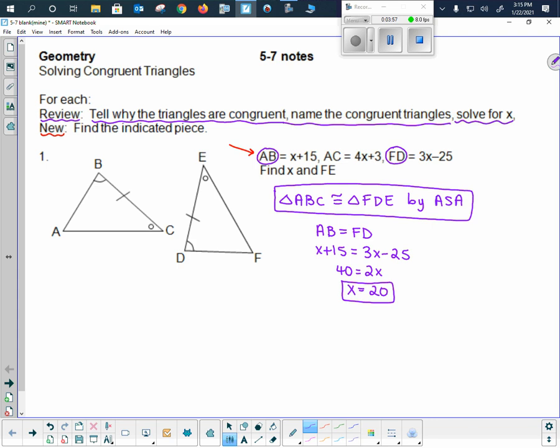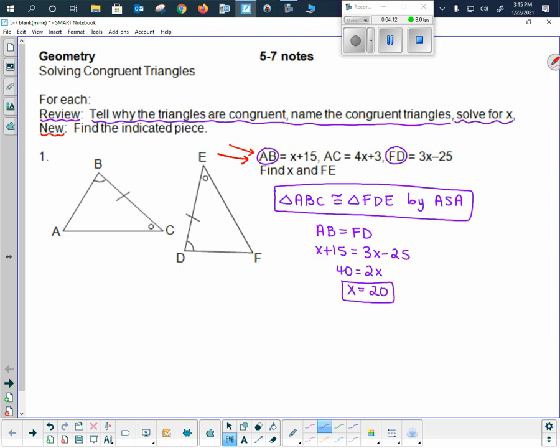And then the last thing to do is that new piece of finding the indicated piece. They asked us to find FE. So the easiest thing that will happen is I might be lucky enough for them to, somewhere in this line, just give me FE.